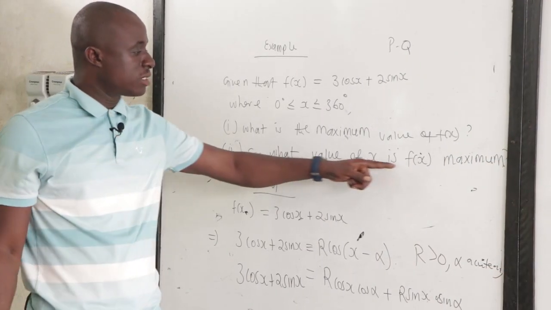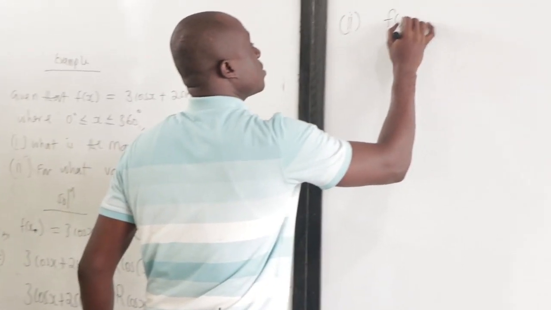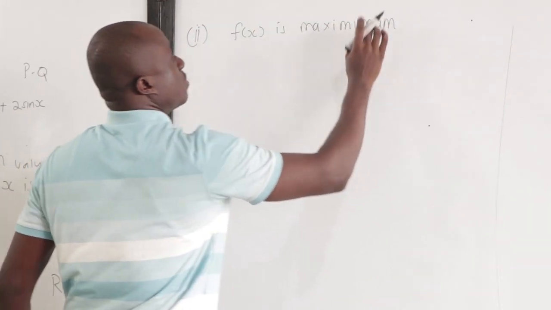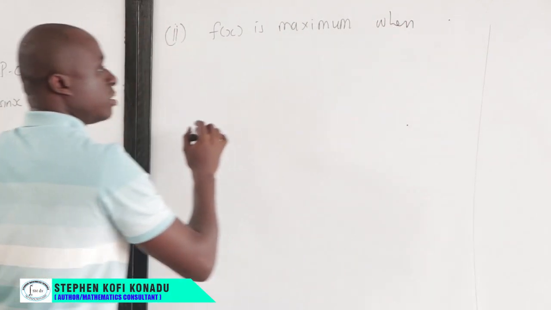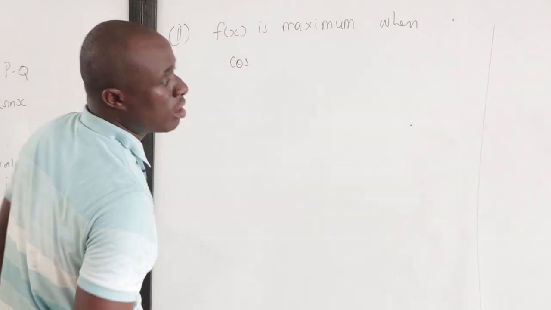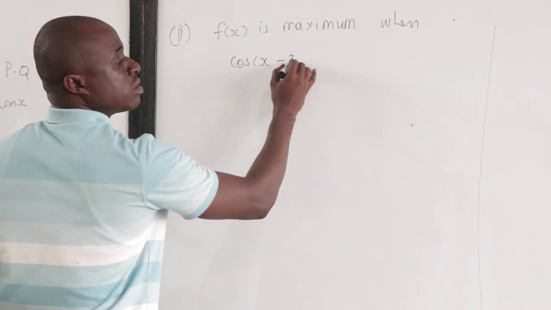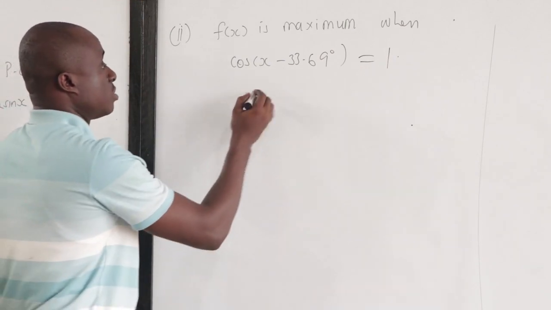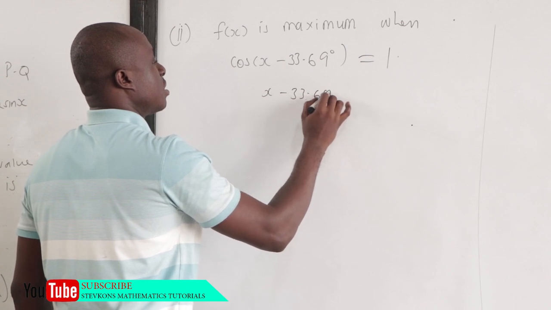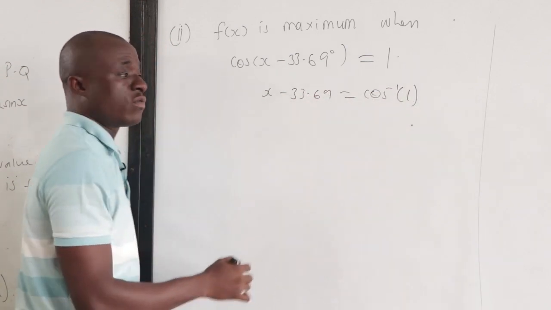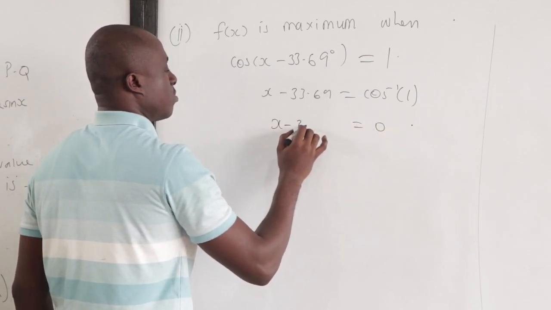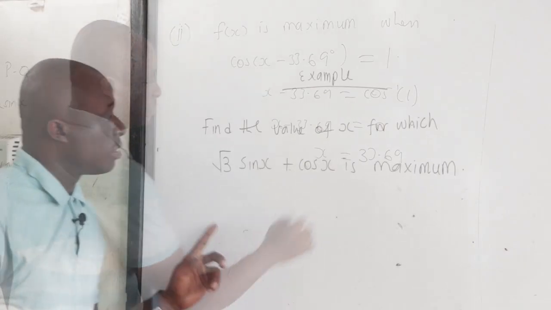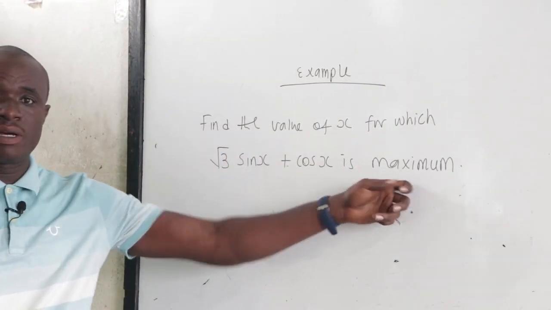Now the second one says, for what value of x is f of x maximum? So clearly, what do we know? f of x is maximum when cos(x minus 33.69 degrees) is equal to 1. It is maximum when it's equal to 1. So we have x minus 33.69 equal to cos inverse of 1. Cos inverse of 1 is 0. So we have our x to be 33.69.